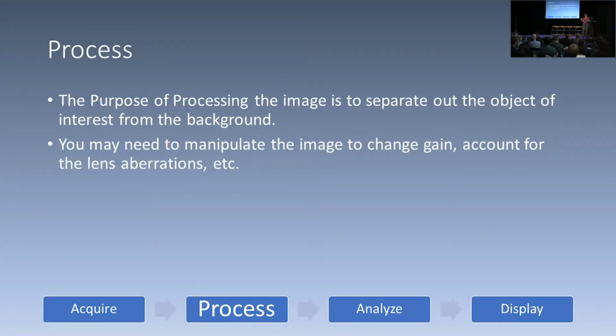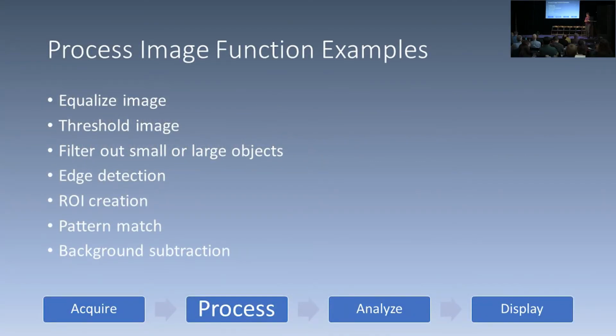The other things that you can do would be to manipulate it, change the gain of the image, or account for the fact that the lens may not be giving you a square image, the aberrations of the lens themselves. Some of the functions that you might have that would fall into the processing image bucket would be things like equalizing the image, thresholding the image. Thresholding is a place where you basically select a value and say, I want everything above it, I want everything below it, and that's a way to separate out bright things or dark things from the background. Once you've done that, you could bring a filter in to get rid of small objects or large objects if you're interested in something in the middle.